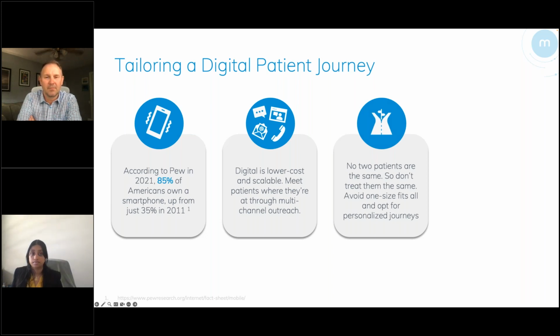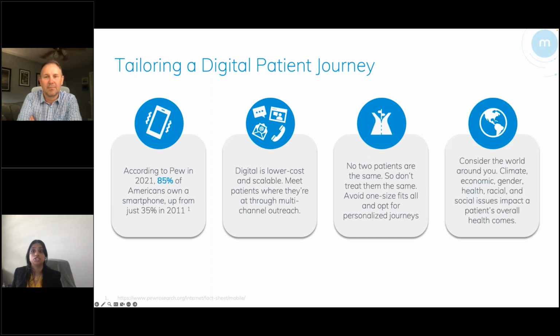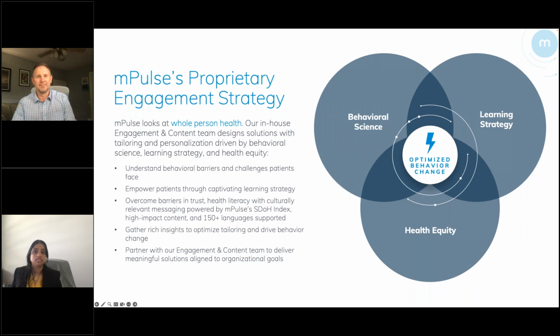Even if they present the same condition, weight, gender, their life experiences ultimately shape who they are and can truly impact their health outcomes. And I know this is a lot to take into consideration here. So where do you even begin? Well, for us at mPulse, we really like to look at whole person health. And our in-house engagement and content team really designs solutions by tailoring them and personalizing them by leveraging behavioral science, learning strategy, and health equity.